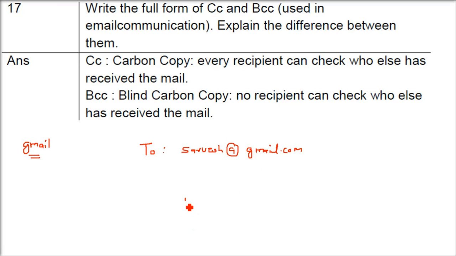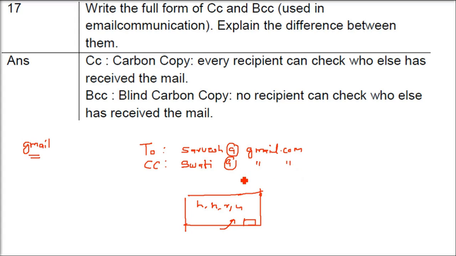Sarvesh@gmail.com, for example. When you open this, you will write your content, some hello, how are you, or some formal email. I'm just trying to explain that this is the point where you are going to write. There is a send button, you will send it. But you are sending it to whom? Sarvesh. Now you want to send it to someone else also. For example, you are trying to send it to Swati also. Swati@gmail.com.